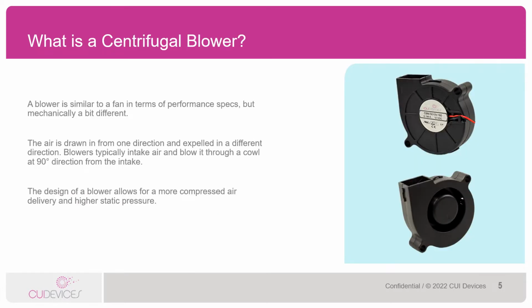Blowers are very similar to fans in terms of the end goal and performance specs, but mechanically they are a bit different. In a blower, the air is drawn in from one direction and expelled in a different direction, whereas fans pull in air in parallel to the direction the air is expelled. Blowers typically intake air and blow it through a cowl at a 90-degree angle from the air intake. This allows for a more compressed air delivery and higher static pressure rating.